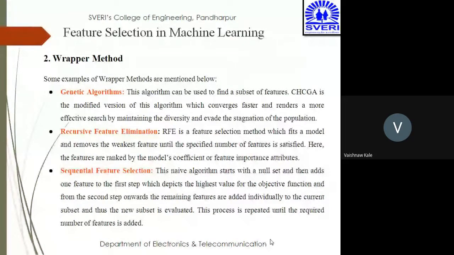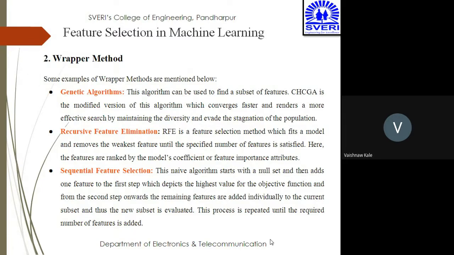Now, what are the different wrapper methods that have been mentioned below? Just as we had examples of filter methods, there are examples of wrapper methods as well. One is a genetic algorithm, the second is the recursive feature elimination method, and the third is the sequential feature selection method. So let us see one by one what they are.